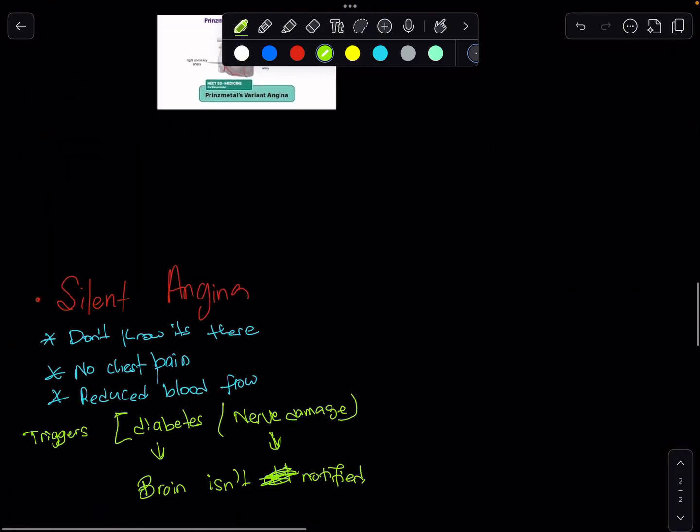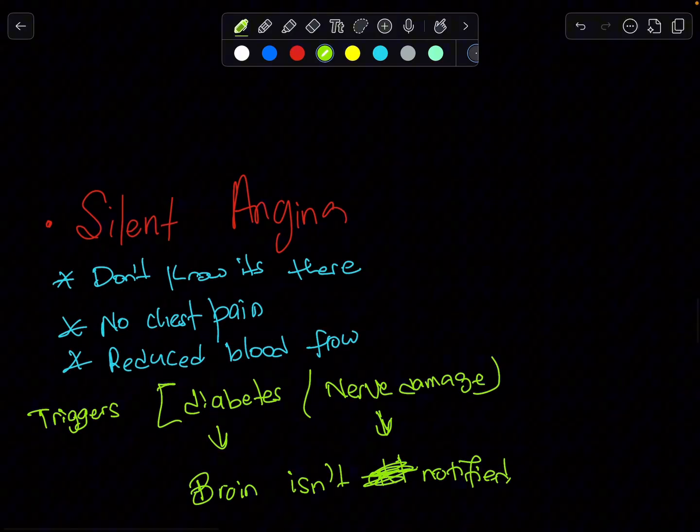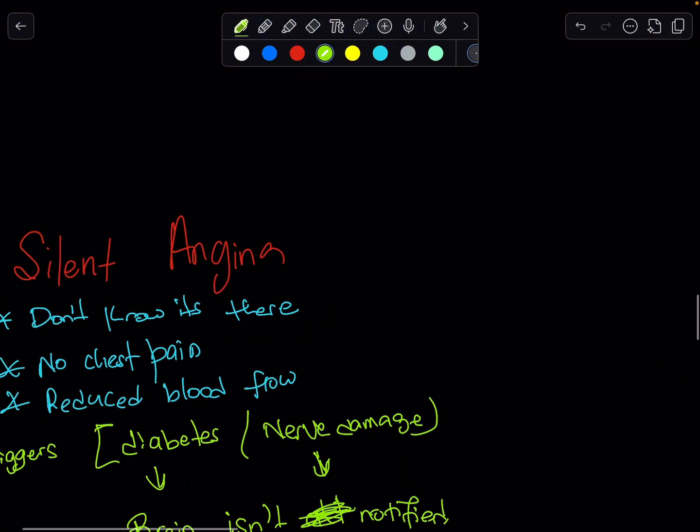And then silent angina, you don't know it's happening, you don't feel chest pain or anything, it just happens. It just silently kills you, basically, because you're not feeling chest pain, you're not feeling anything. And one of the causes could be diabetes, because when you have diabetes, you don't feel a lot of things. That's why you have to be careful when you get cuts. So that's an entirely different discussion. But diabetes and nerve damage, so the brain doesn't get alerted, so you don't know it's happening, and that can lead to a heart attack. That's very dangerous. So that's pretty much all for that.